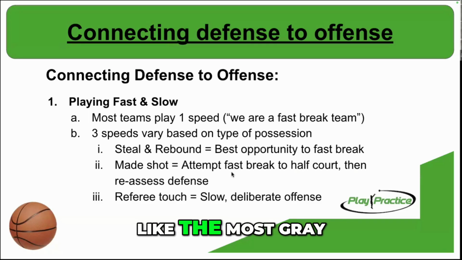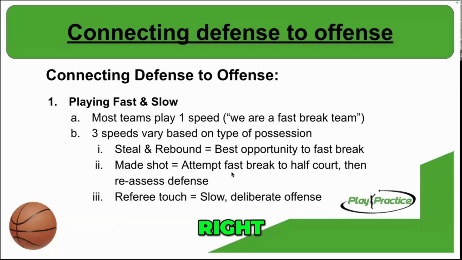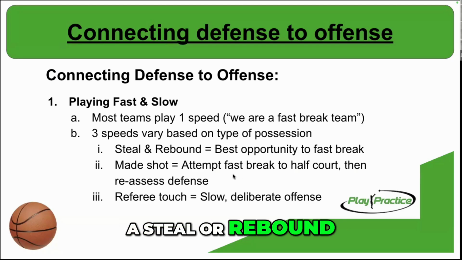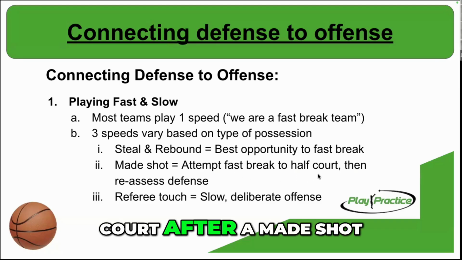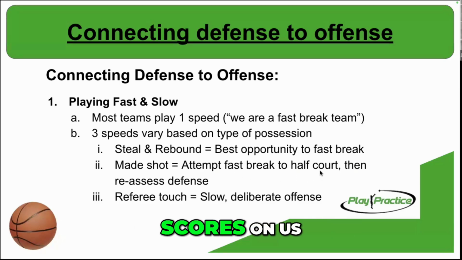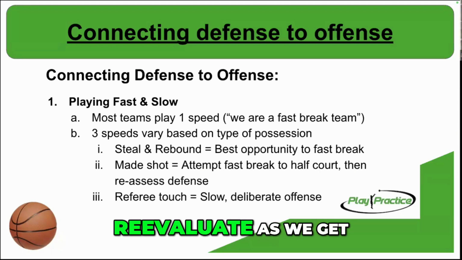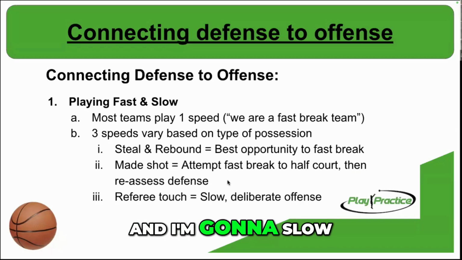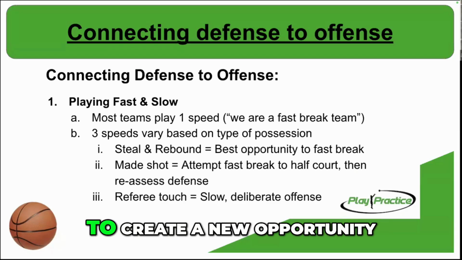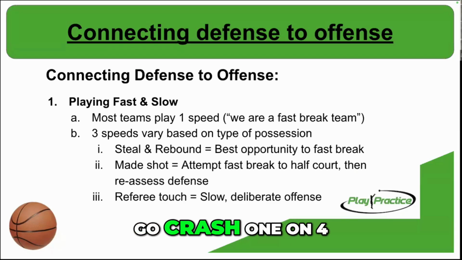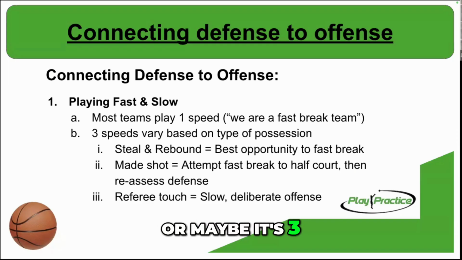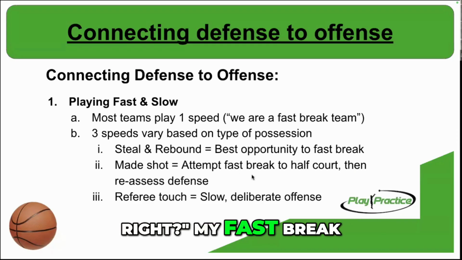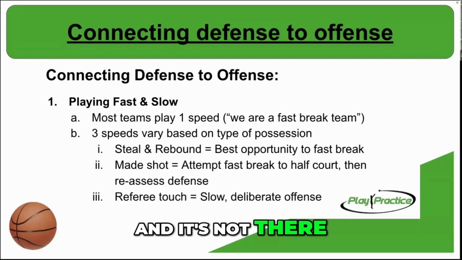The second type is a made shot, right? This is the most gray area between the 2 ends of the spectrum. Fast break always on a steal or rebound. I like to say fast break to half court after a made shot. So if the other team scores on us, we want to take it out, pass it in, and try to go. But then we want to reevaluate as we get to half court, like, okay, there's 4 guys back, and I'm going to slow it down and run some more deliberate offense to create a new opportunity, because I'm not going to crash 1-on-4, or maybe it's 3-on-4, but there's 4 defenders back, right? I was pushing it until I could gauge how that looked. And if it's not there, I'm going to slow it down.